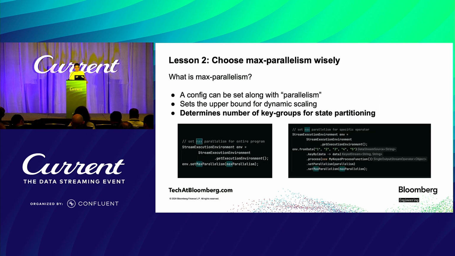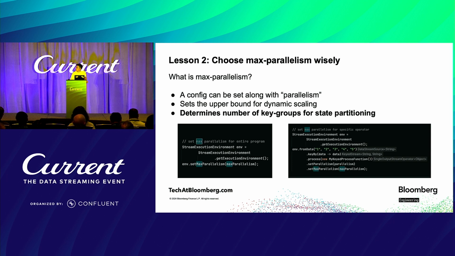All right, that's everything in our first topic, which is serialization. The next topic that we want to discuss is how to choose max parallelism. Let's begin by talking about what max parallelism is in our Flink application. It is a configuration that you can set along with the configured parallelism of your operator. What this configuration does is set the upper bound for dynamic scaling of the operator. And most importantly, it determines the number of key groups that we will have for state partitioning.